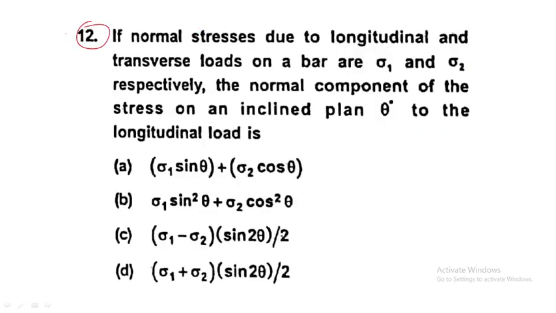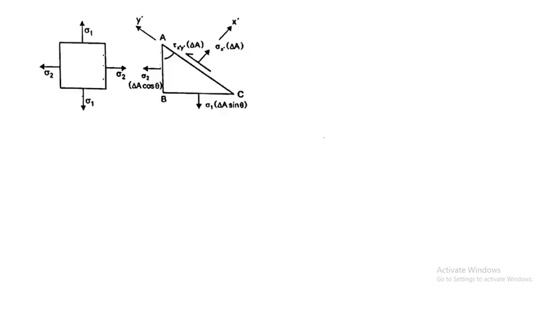Next question. If normal stresses due to longitudinal and transverse loads on a bar are normal stress 1 and normal stress 2 respectively, the normal component of the stress on an inclined plane at angle theta to the longitudinal load is what? How can we calculate this one? Let me draw the diagram. Okay, I think I have already drawn the diagram. You can see this is stress 1, stress 2.